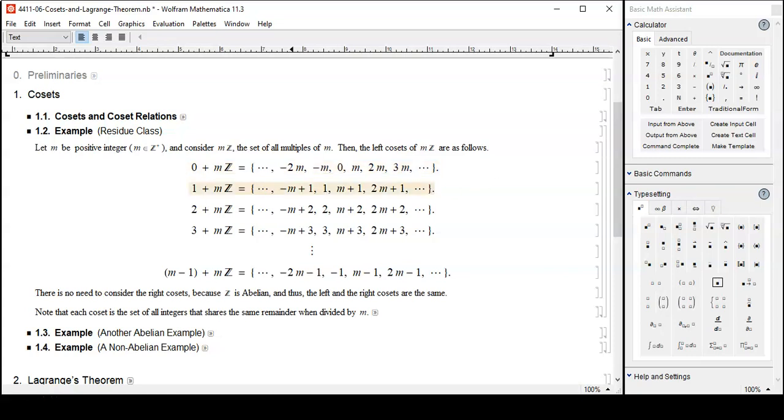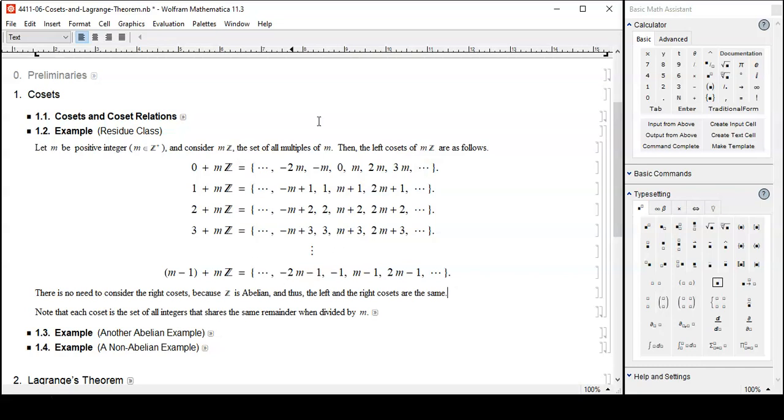And then the set of all integers whose remainder is 1 when divided by m. And then the set of all integers whose remainder is 2 when divided by m, and so on. And then we continue all the way over to m minus 1, and that's it, no more, because of the division algorithm. These are the left cosets, but the right cosets are the same as well because Z is abelian, so there's no distinction between one and the other. You can add something to the left or to the right, they're the same.